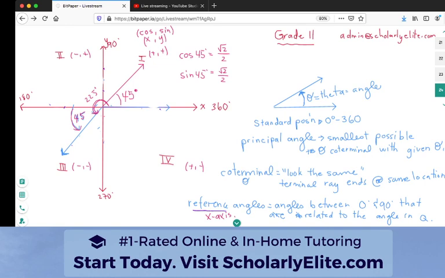So back to what I was saying earlier, our reference angle, which is 45 degrees, has the following situation for its cosine and its sine.